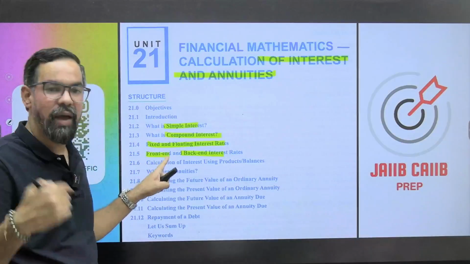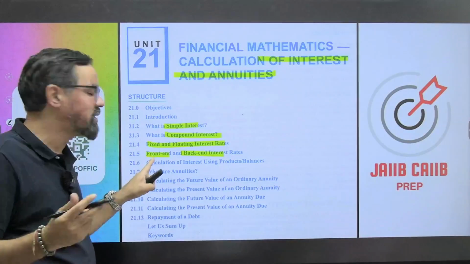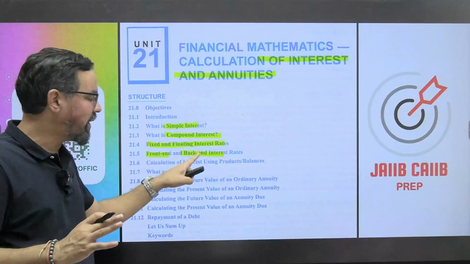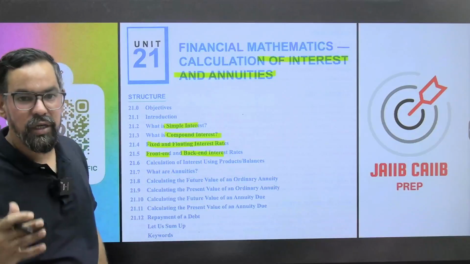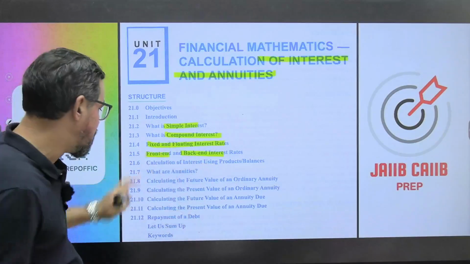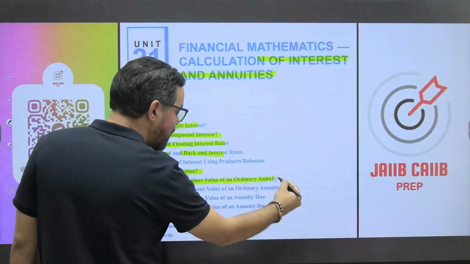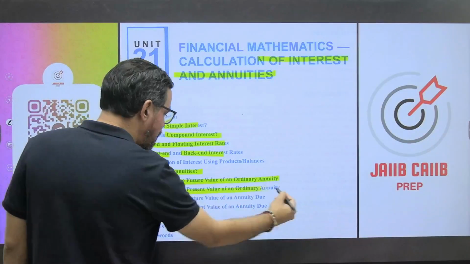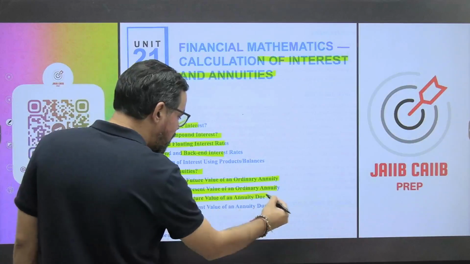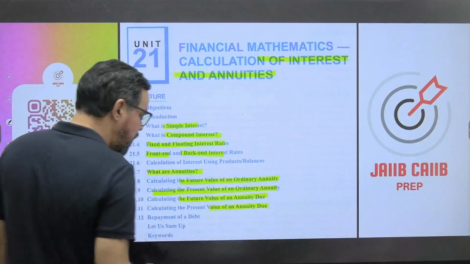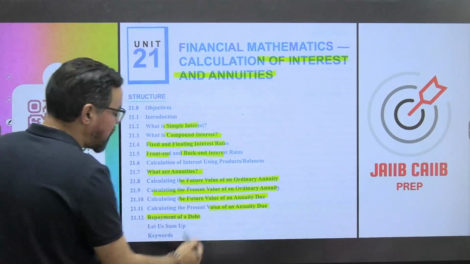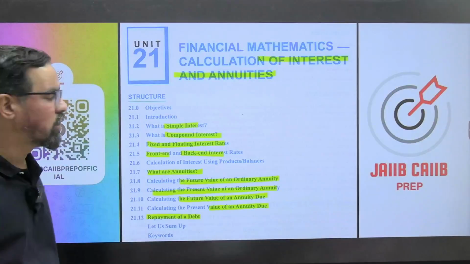Front end is kind of a rent agreement, and back end is kind of a deposit. After 1 year completion, we have to make the payments and all. Then we have annuities: calculating future value of ordinary annuity, present value of ordinary annuity, then future value of annuity due and present value of annuity due, and repayment of debt. So these are the topics.